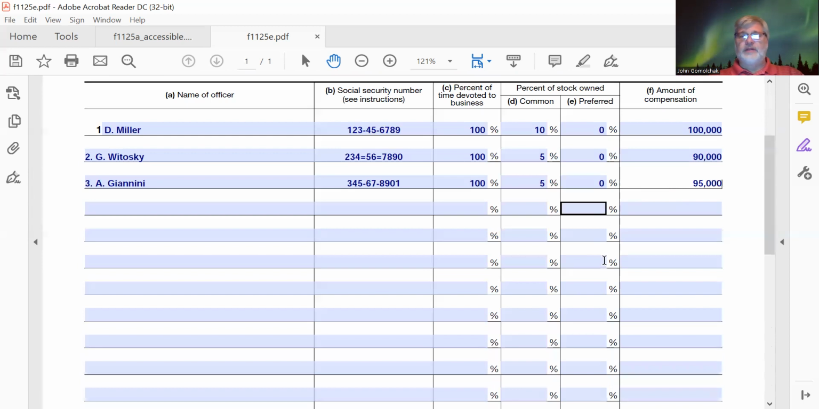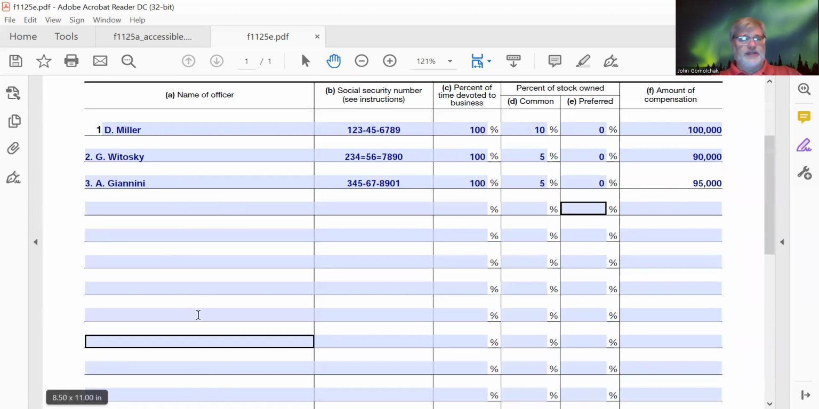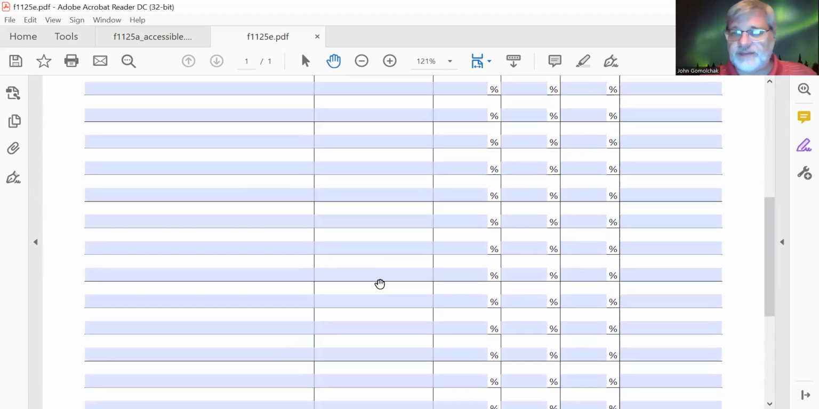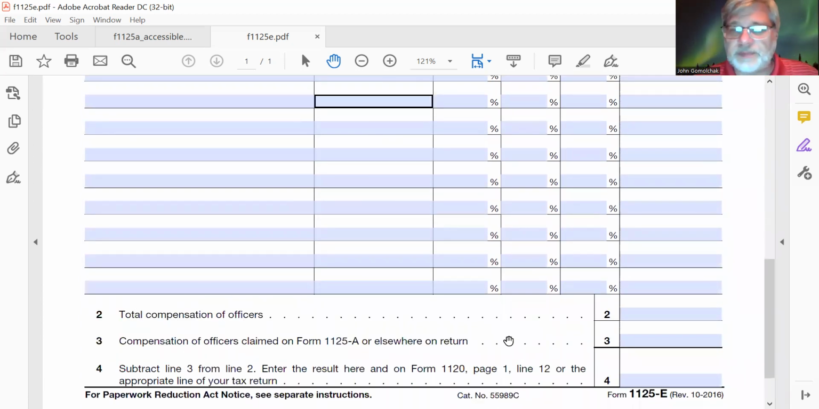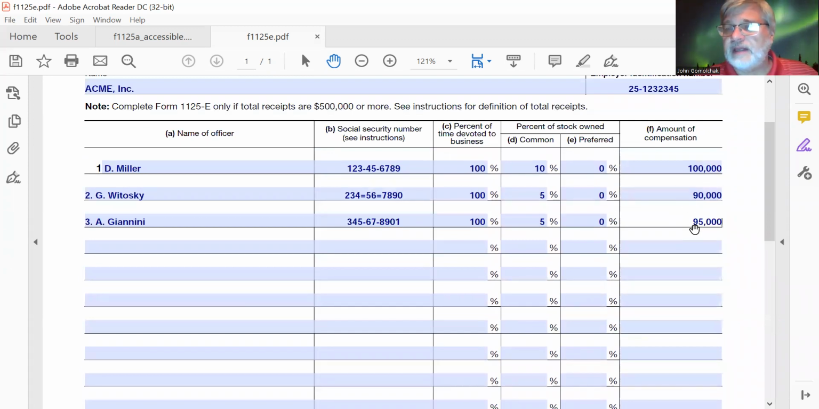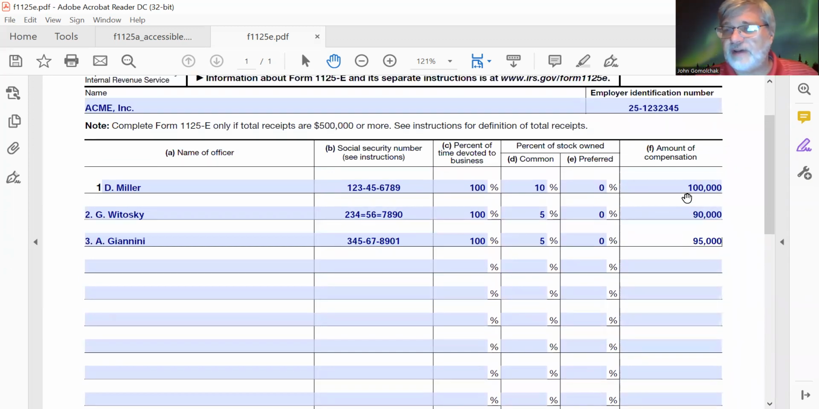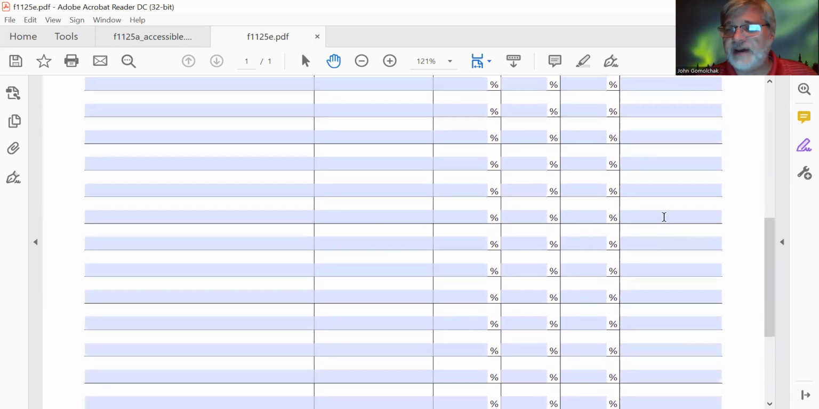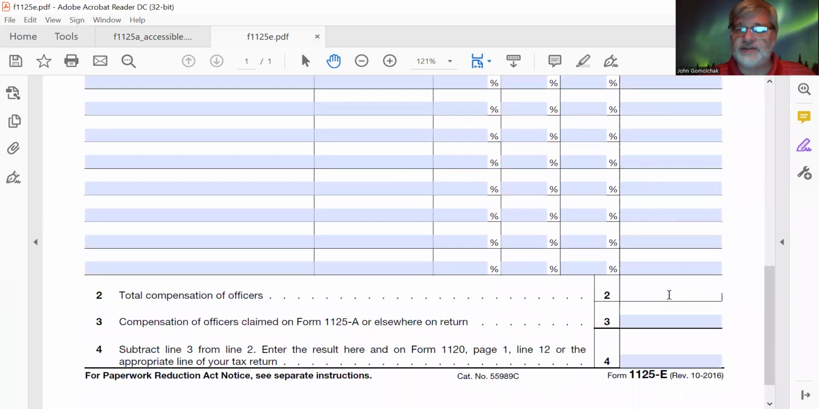Okay, so if we had more officers, we would then have to list them, but let's just leave those be. Total compensation of officers. So what do we have? We have 90 and 95 is 185 plus 100 is $285,000. So line 2 here is going to be $285,000. All right. Line 3 is compensation of officers claimed on Form 1125A or elsewhere on return.